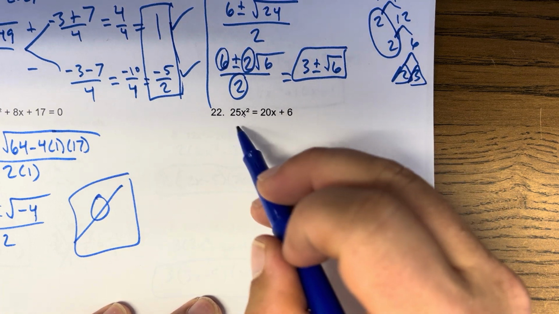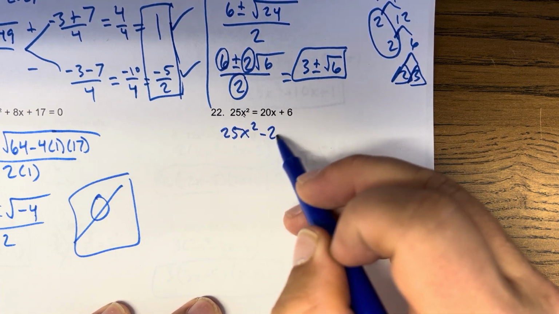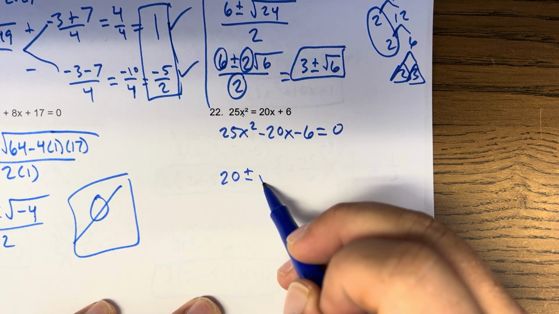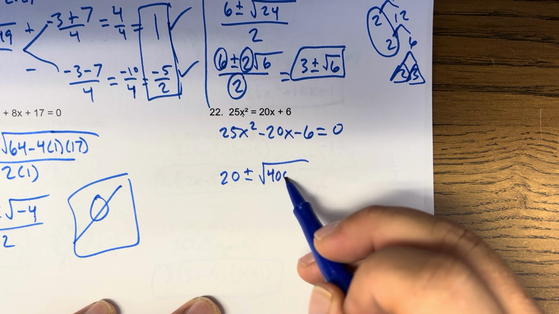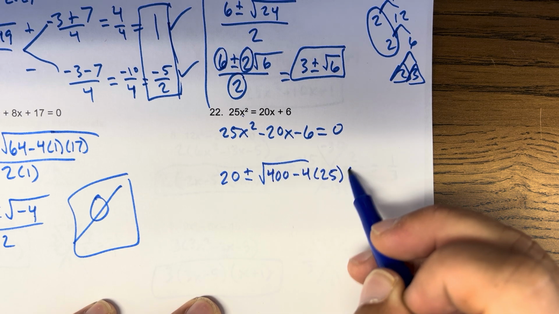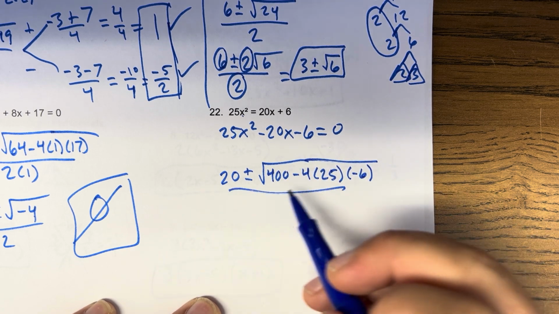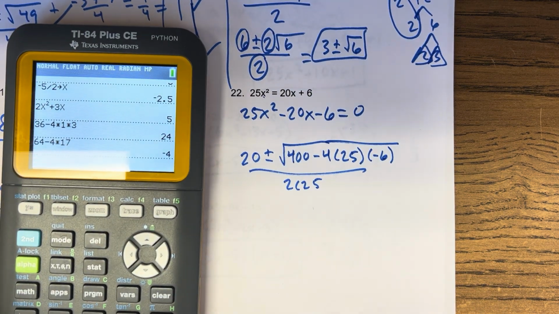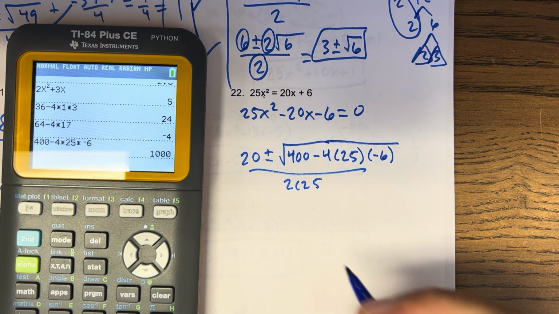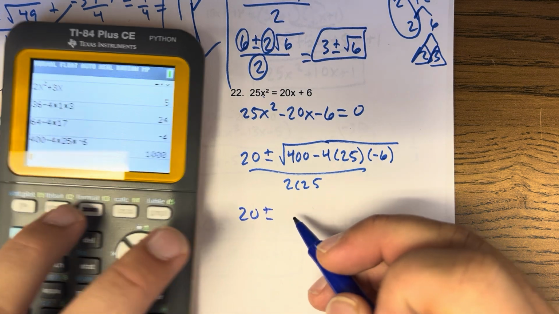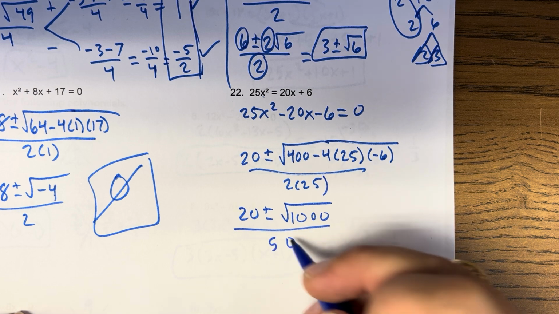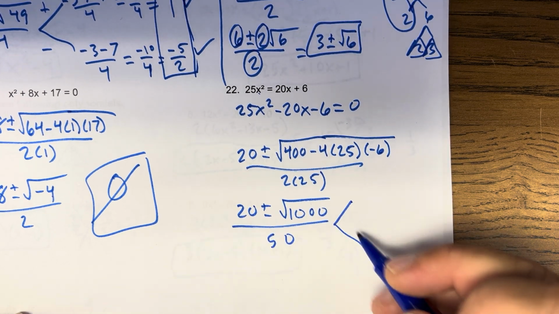And then lastly, we need to move those over. So 25x squared minus 20x minus 6 equals 0. So that's going to be positive 20 plus or minus the square root of 20 squared is 400, minus 4 times 25 times negative 6, all over 2 times 25. And so 400 minus 4 times 25 times negative 6, 20 plus or minus the square root of 1,000, all over 50.